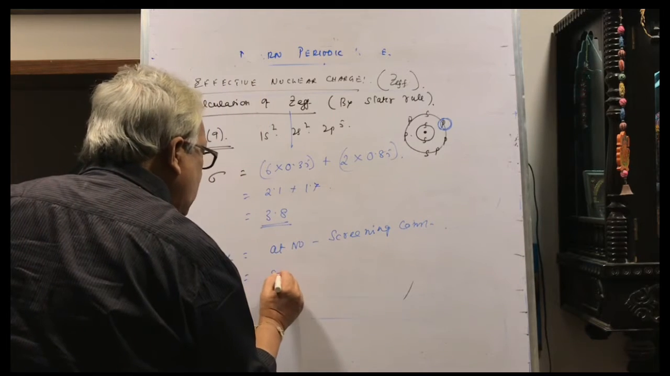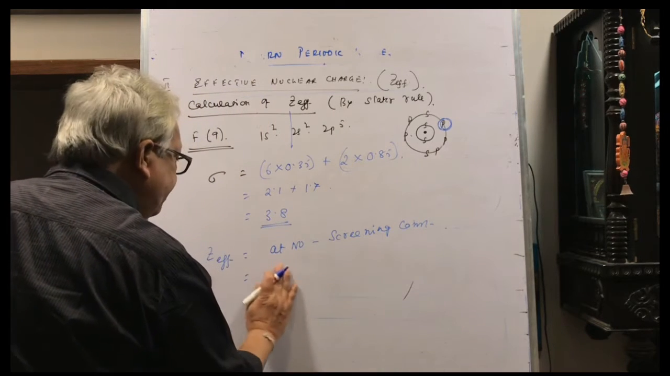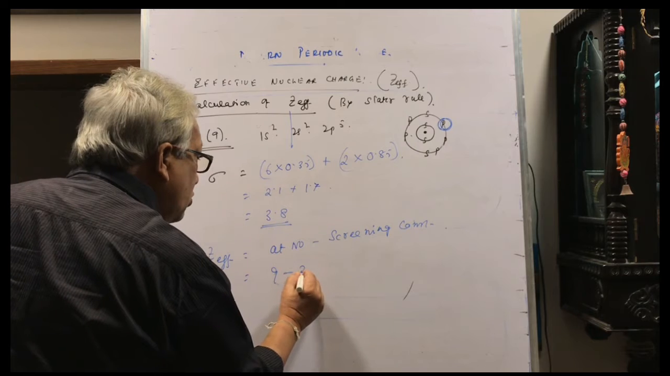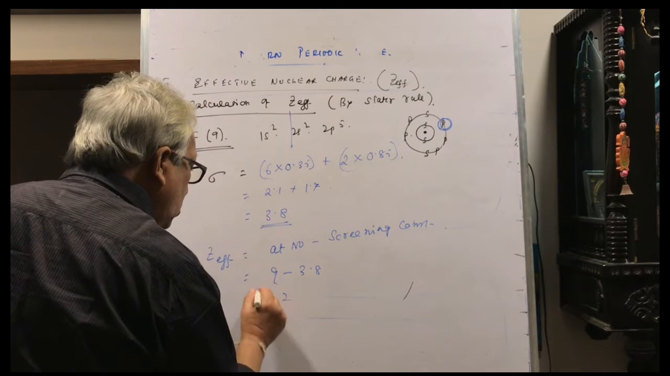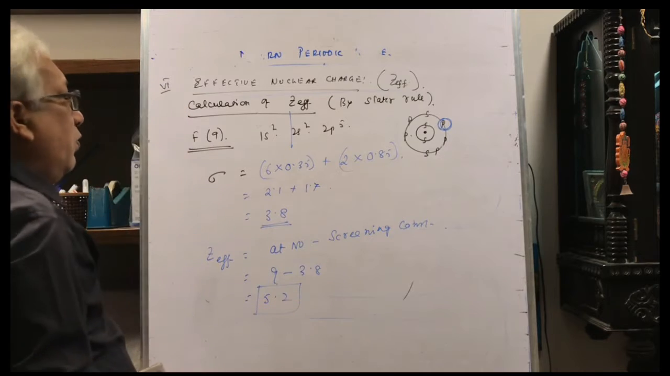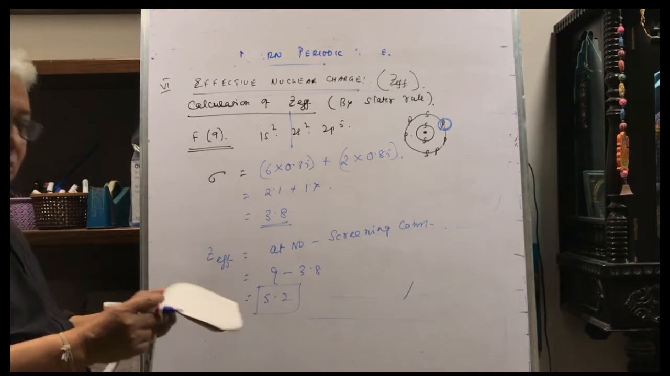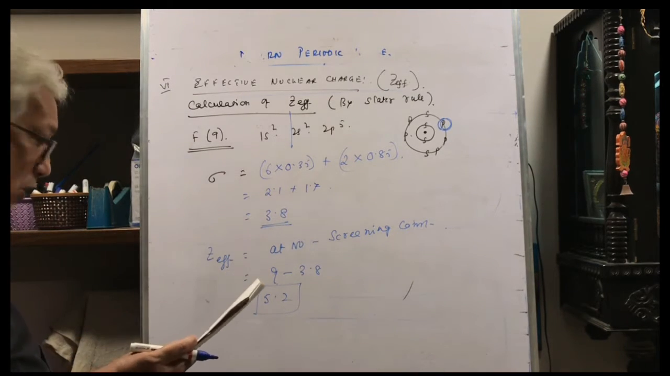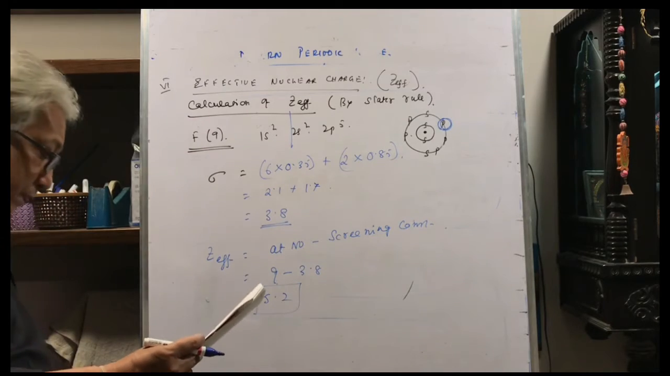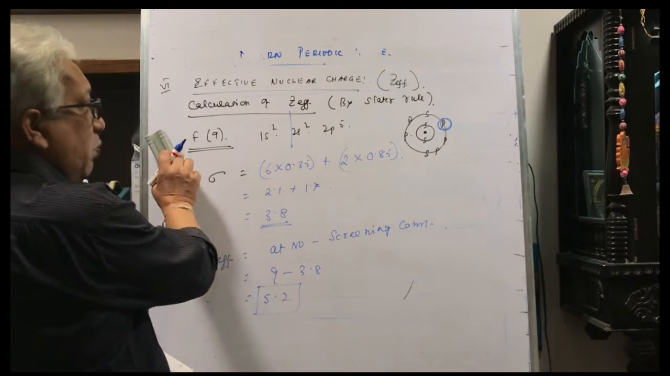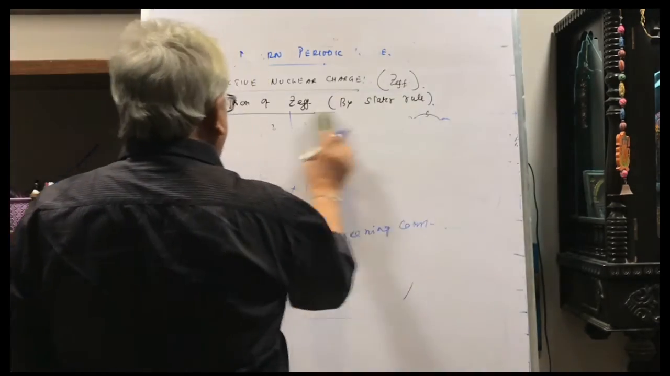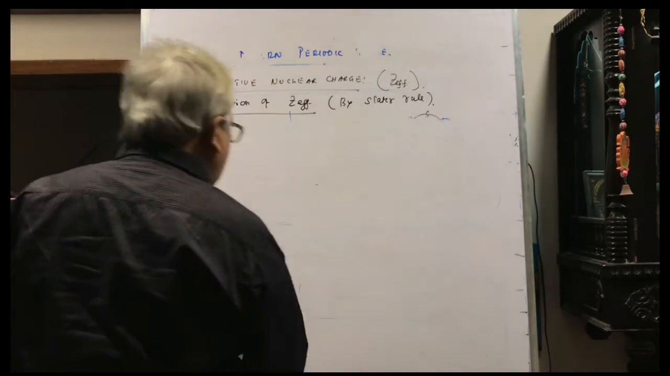So atomic number is 9 minus 9. Screening constant is 3.8. So the value comes to 5.2. So this is how it is for fluorine. Is it clear to you, children? Now, if we think of zinc, you will calculate it in this way, and then I will go for platinum after that.